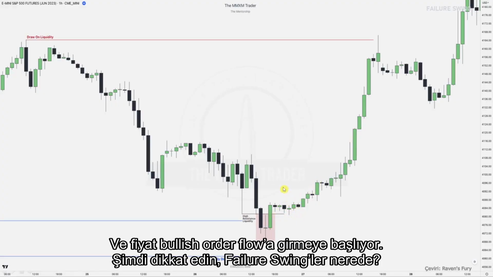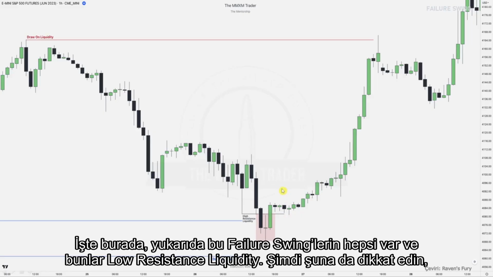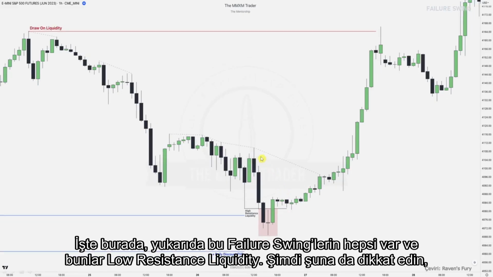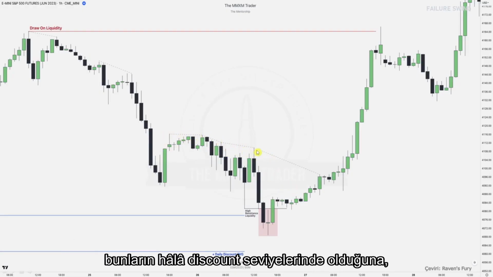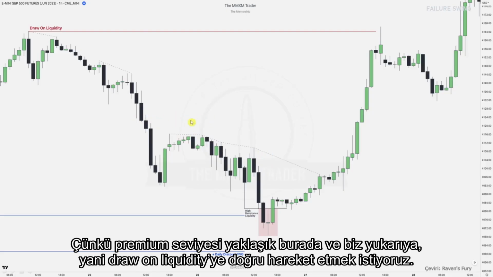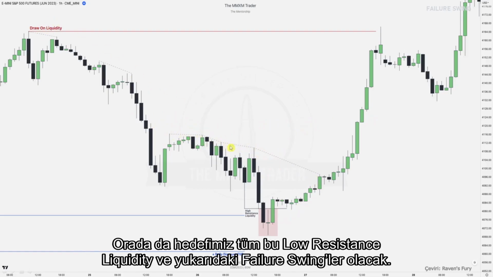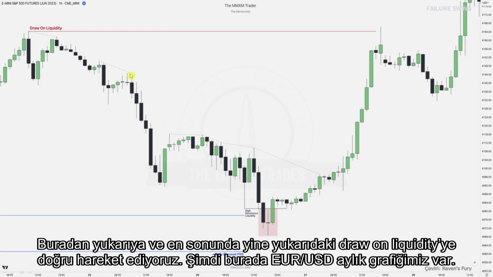Now notice where the failure swings are, right? We've got all these failure swings up here, which is low resistance liquidity. Now also notice how this is still in discount levels, right? Because the premium is about around here and we want to move up into that draw on liquidity, which is up here, and then target all that low resistance liquidity, all those failure swings up here, and then eventually up here on a draw on liquidity.